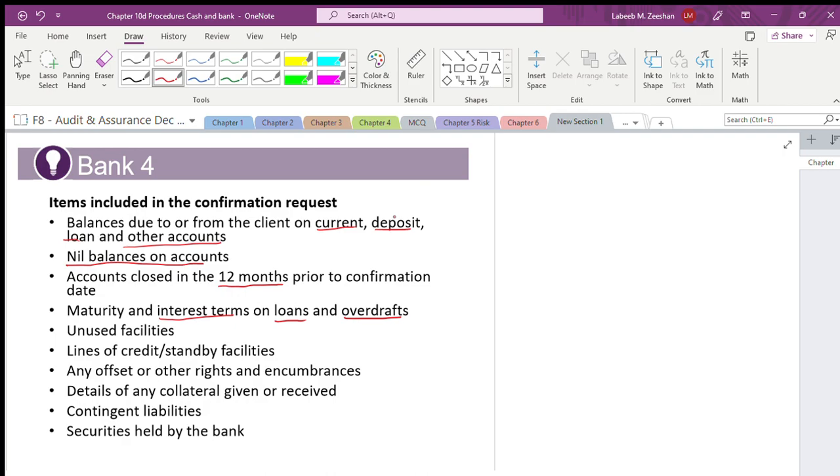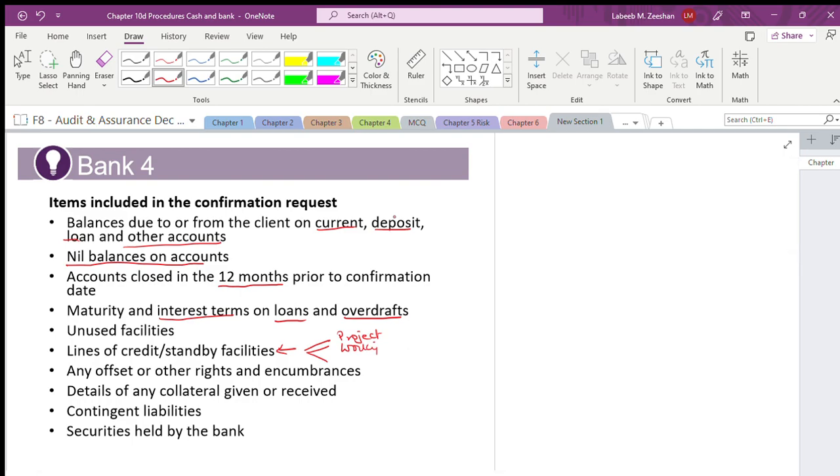Is that lines of credit, standby facilities? Lines of credit: what are the different sources of credit we are using? We are using project loans. We are very specific; never write general things. You write one point, but write specific. Project loans are there. You have working capital loans are there.